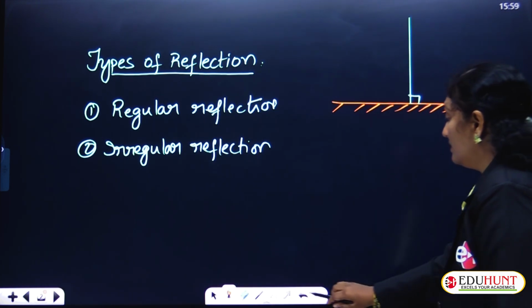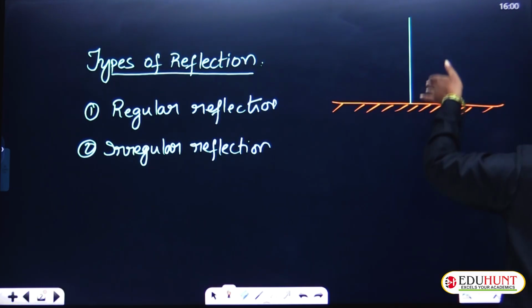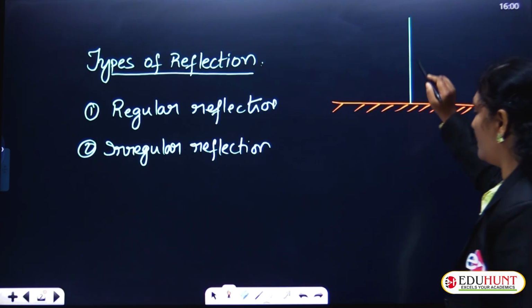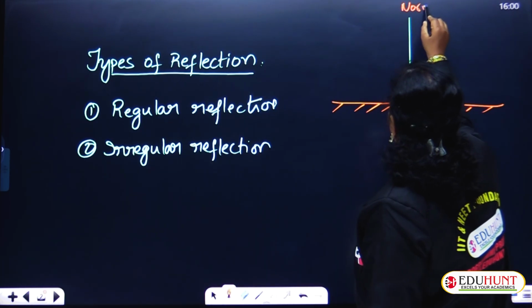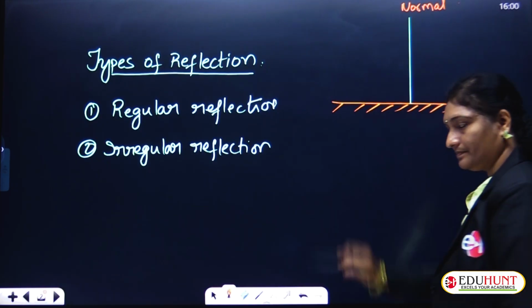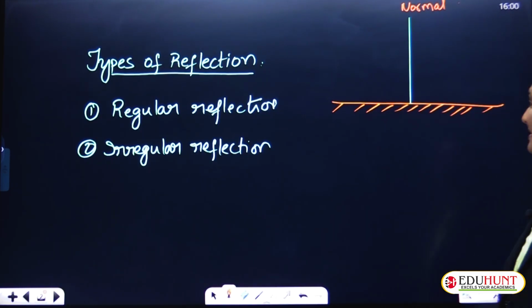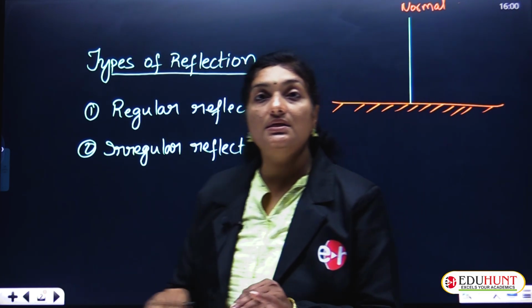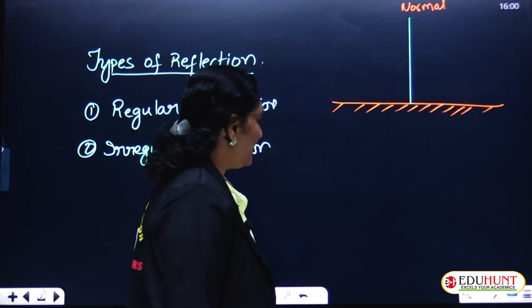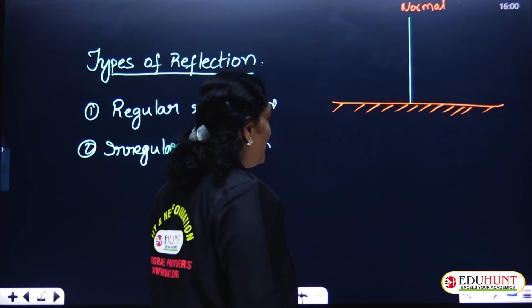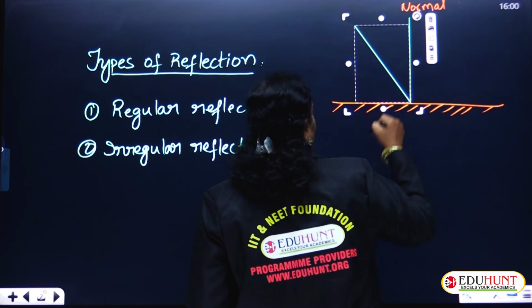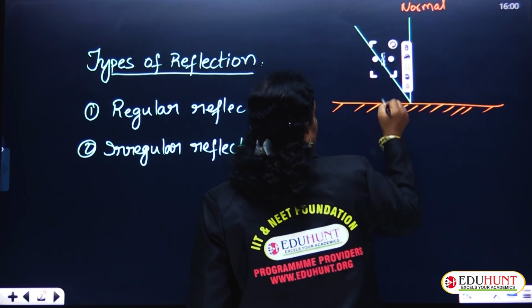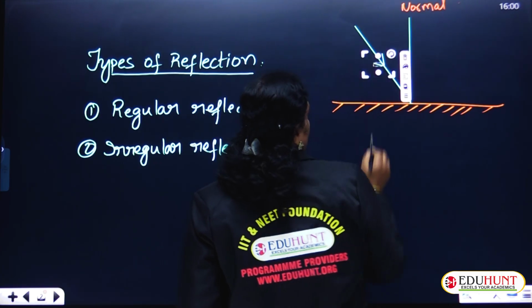A perpendicular line drawn to the surface is called your normal. What is this called? Normal, generally indicated with the letter N. That means the normal makes an angle of 90 degrees with the surface. Let us suppose that a light ray is being incident on this. This is a light ray that falls on this particular surface.